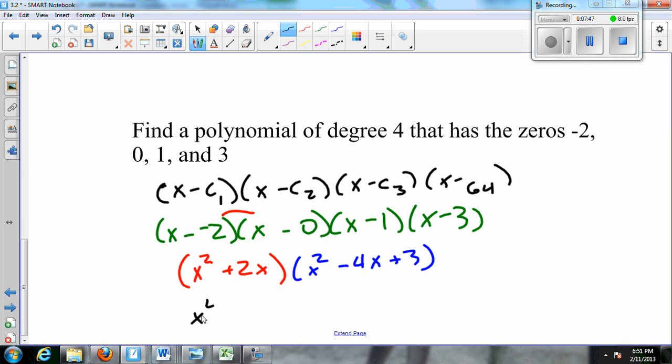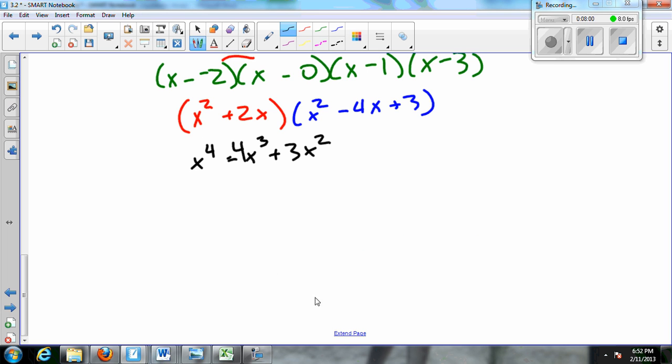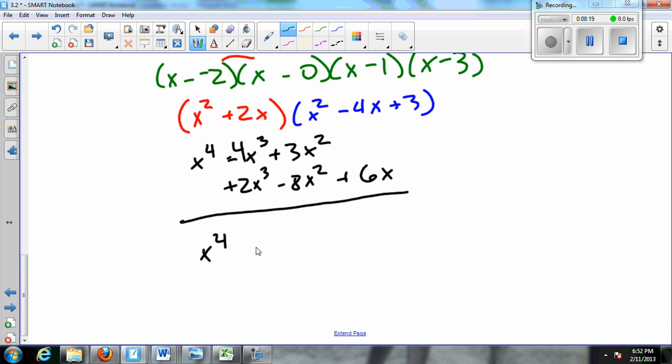So we're going to get x to the 4th, minus 4x cubed, plus 3x squared, plus 2x cubed, minus 8x squared, plus 6x. So we get x to the 4th minus 2x cubed minus 5x squared plus 6x.